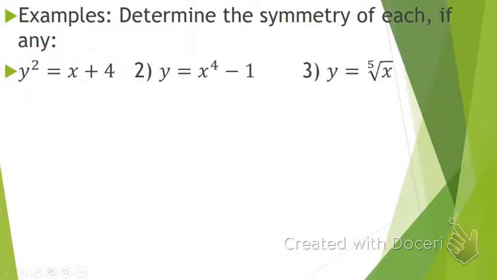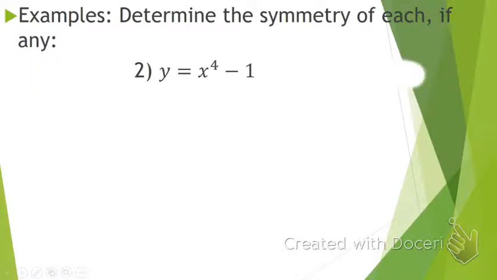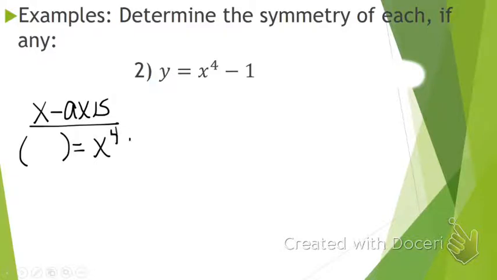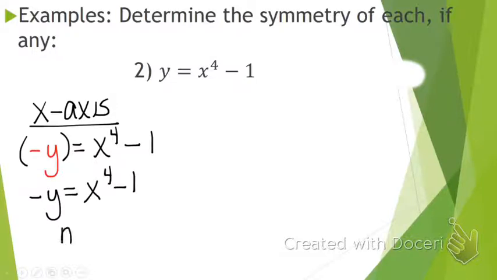Okay, so now let's look at question 2. Let's begin by checking for x-axis symmetry. So we're going to have a negative y in place of positive y. And when that simplifies, we are left with negative y equals x to the fourth minus 1. And that is not a match. So that is a no to the x-axis symmetry.